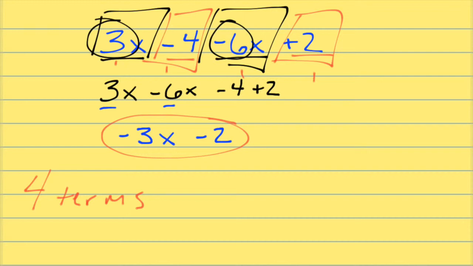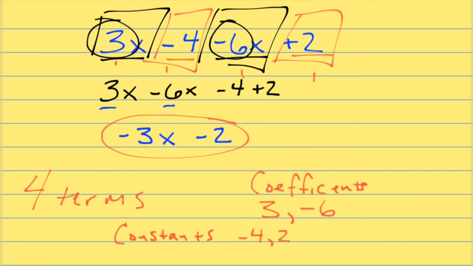and my coefficients, that is the numbers that go with variables, are 3 and -6. And my constants, that's the numbers without variables, because if we remember that variables mean able to change, then constant is something that can't change. And my constants were -4 and 2.